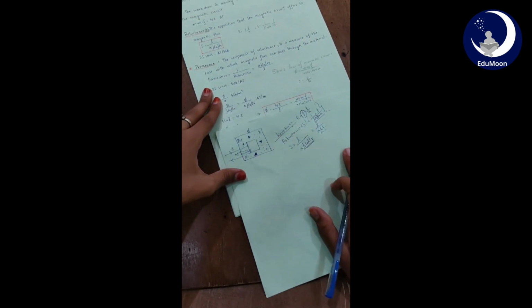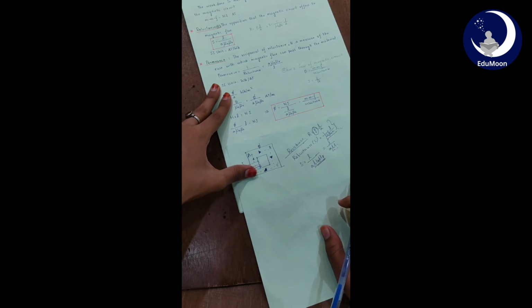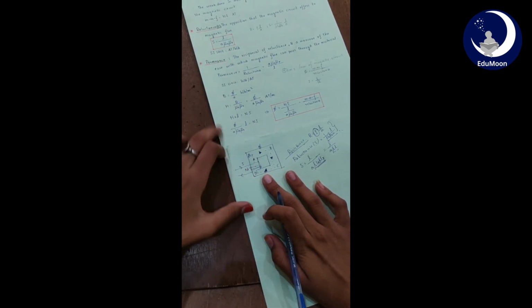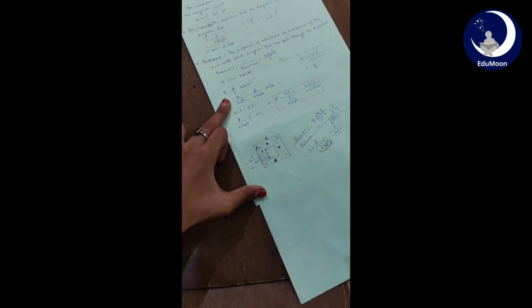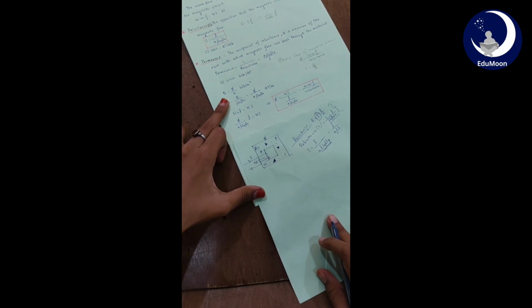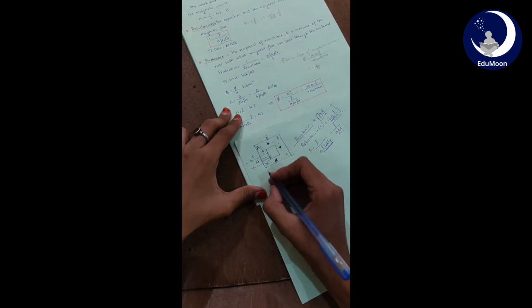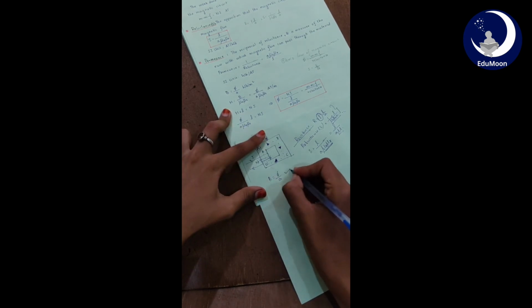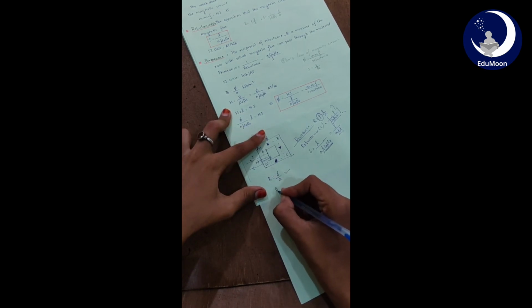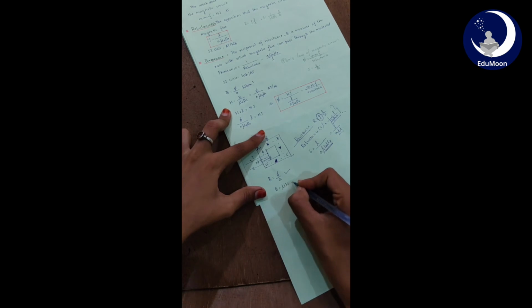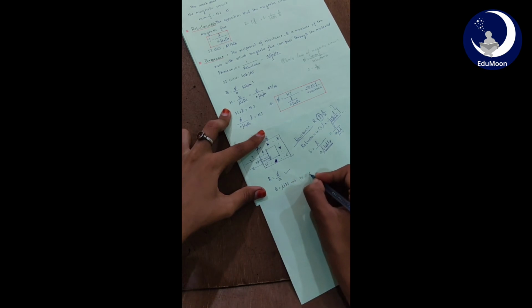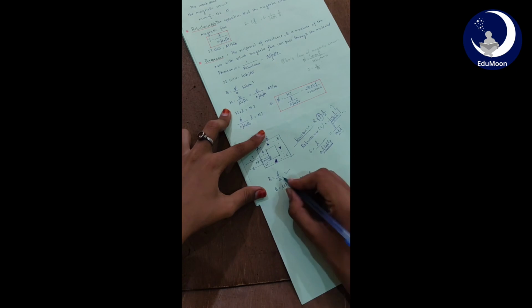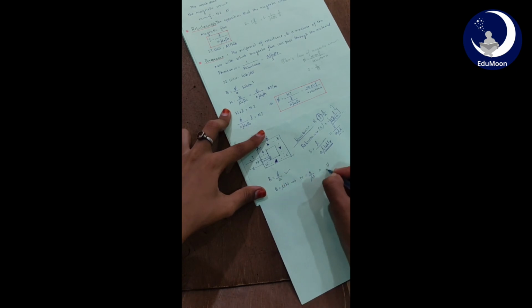Now we will focus on the relations that we have learned throughout this session. First we learned that B equals phi by A, in Weber per meter square. Then we got the relation B equals mu H, from which H equals B by mu. And B is phi by A, and mu is mu naught mu R.